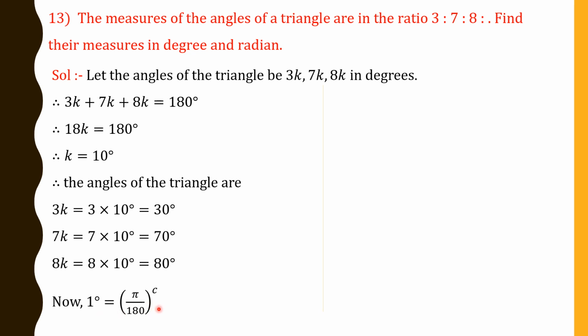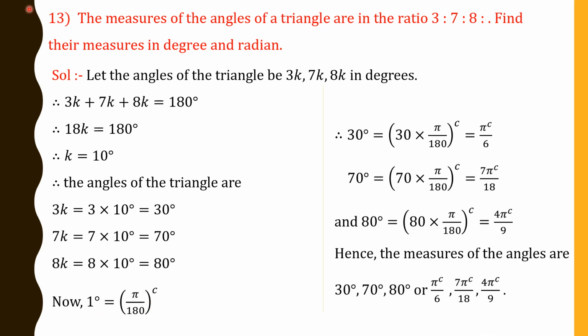We know that 1 degree equal to pi divided by 180 radian. Therefore, to convert these angles into radian, multiply each angle by pi divided by 180. Therefore, 30 degree equal to 30 into pi divided by 180. 0, 0 cancel, 3 into 6, 18. We get pi divided by 6 radian. 70 degree, 70 into pi divided by 180. 0, 0 cancel, we get 7 pi divided by 18 radian. And 80 degree equal to 80 into pi divided by 180. Simplifying, we get 4 pi divided by 9 radian. Hence the measures of the angles are 30 degree, 70 degree, 80 degree. Or in radians, pi by 6, 7 pi divided by 18, 4 pi divided by 9.